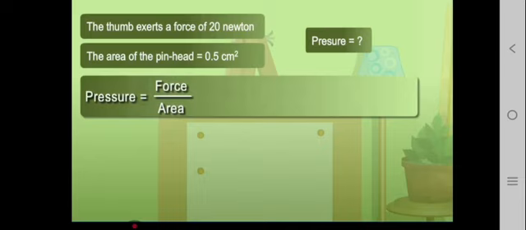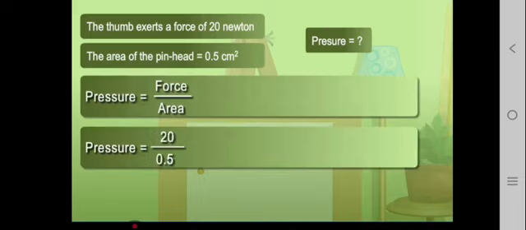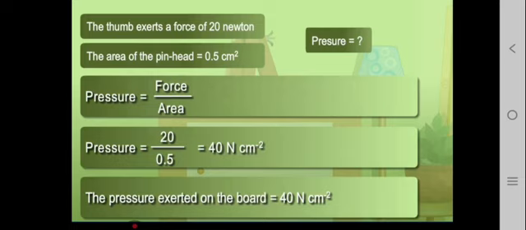Pressure is given by force over area. Substituting the values, you get pressure equal to 20 over 0.5. That is 40 Newton per square centimeter. So the pressure exerted on the board is 40 Newton per square centimeter. Easy, wasn't it?